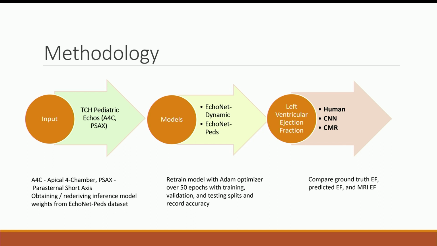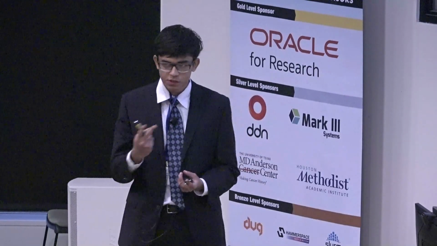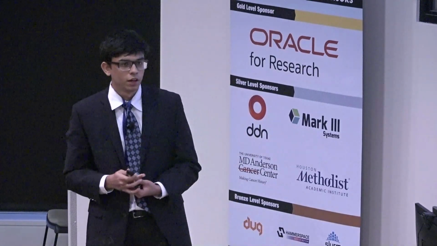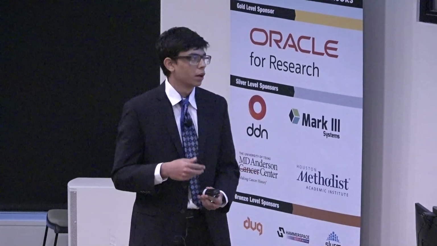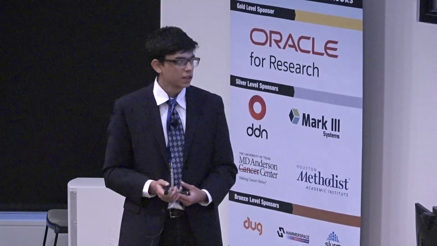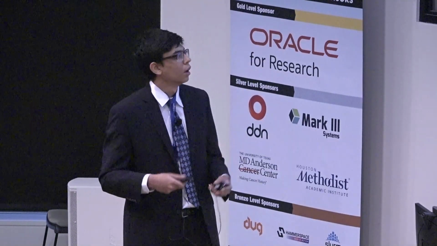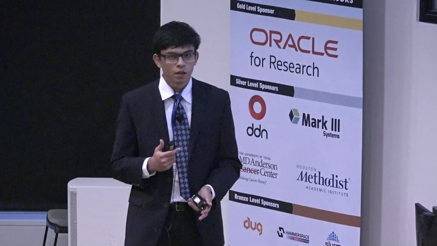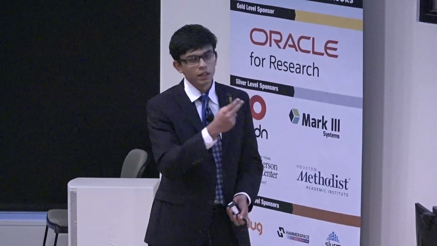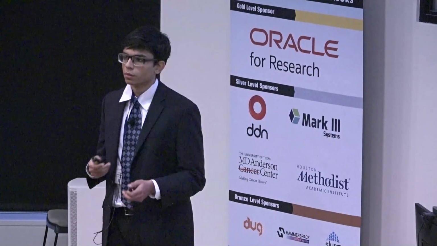The EchoNet-Peds group also did this, and we did this as well because they had two models, right? One for A4C, one for PSAX. So what we did was we collected their inference weights as well. They provided their A4C weights in a public repository. Their PSAX weights, they were rederivable because luckily they published their training data online, so that was useful.